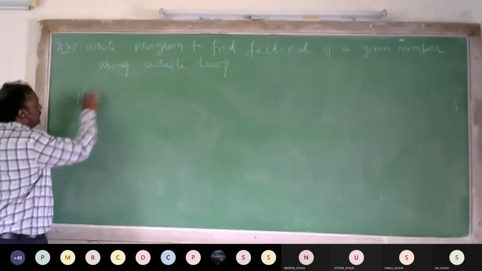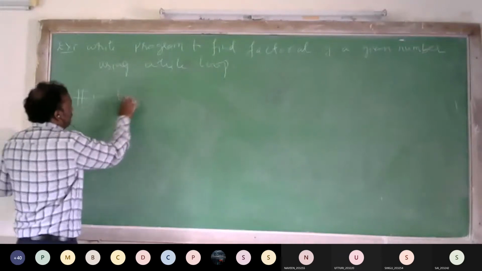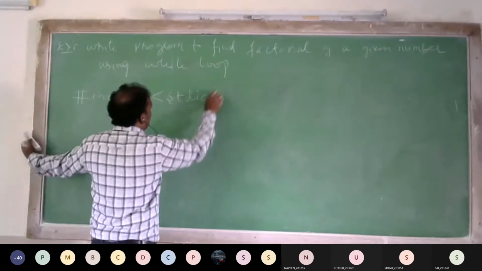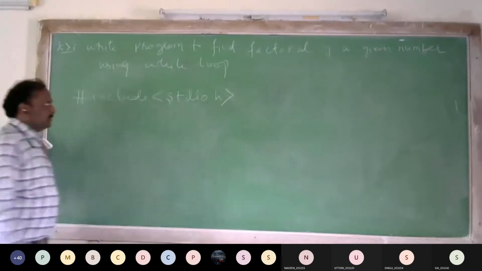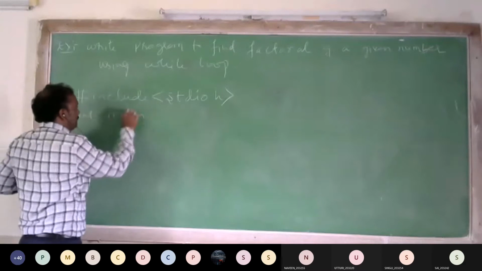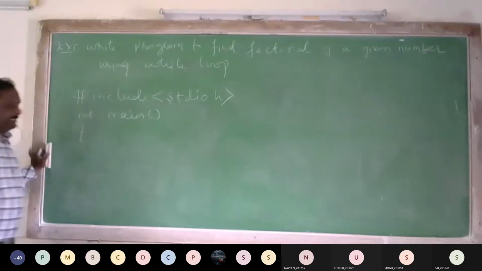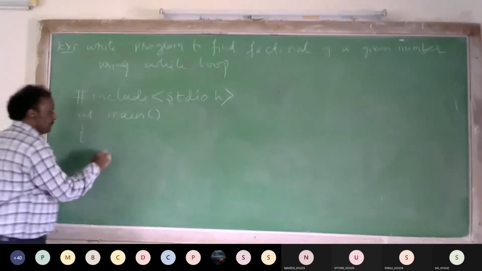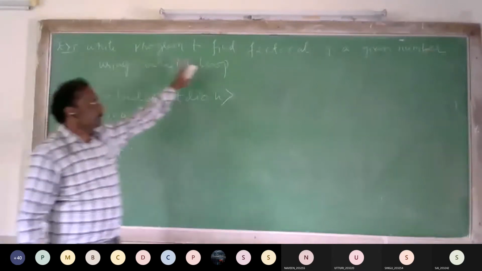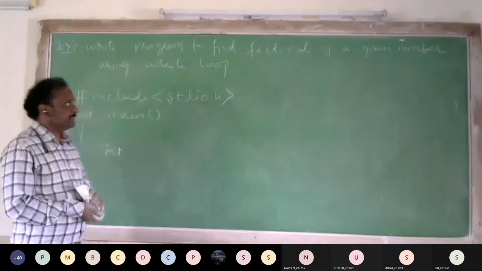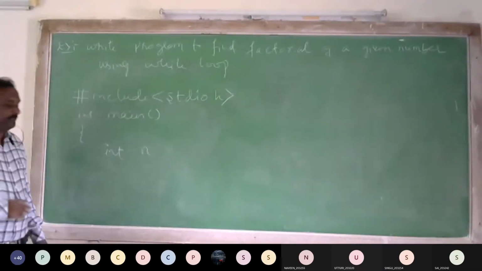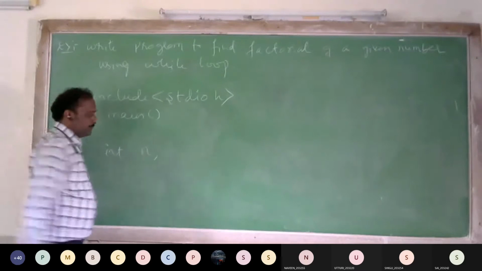So what is the program? #include <stdio.h>. Now int main. The program is to find the factorial of a given number. So we require one number, which I will call n.